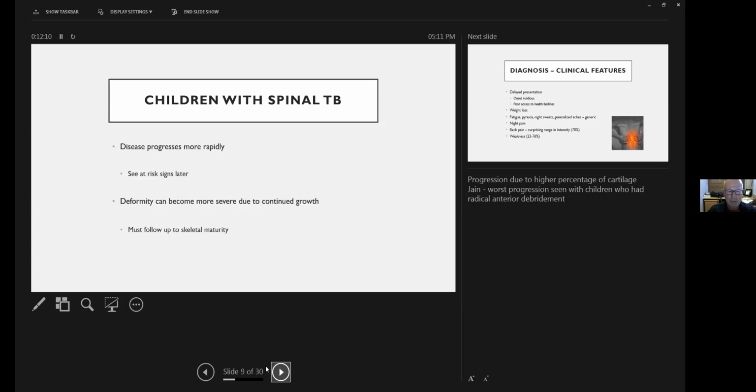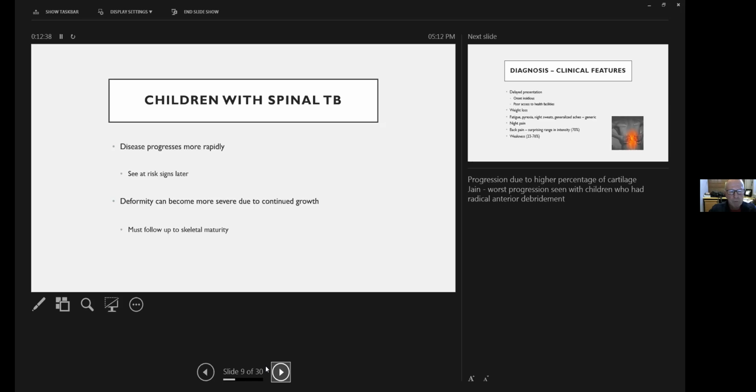Okay, no worry, I'll carry on. So I was saying that in children with spinal tuberculosis, the disease progresses more rapidly than in adults. And I was alluding that to a higher vascularity and a higher percentage of the skeleton being cartilaginous as opposed to bony, and therefore softer. I will talk a little more about the at-risk signs later on in my talk.